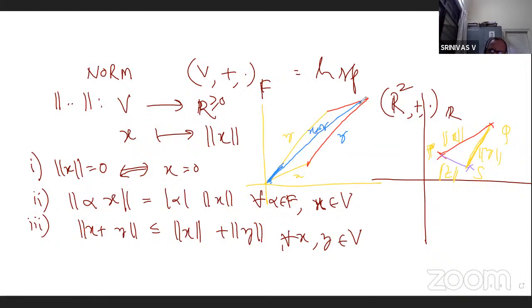The vectors x plus y, x and y form the sides of a triangle, and in a triangle they have to satisfy the triangle inequality. The length of one side is this, the length of this diagonal is this, and the sum of the lengths of the other two sides is this. That's why this is called the triangle inequality.